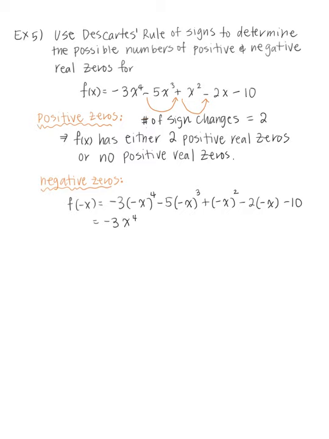Now the next one, negative x whole quantity cubed, is going to become just negative x cubed. So here you're going to have plus 5x cubed. And the next one is plus negative x whole quantity squared, which becomes just a positive x squared. So you're going to have plus x squared. And the next one's going to be plus 2x and then minus 10.